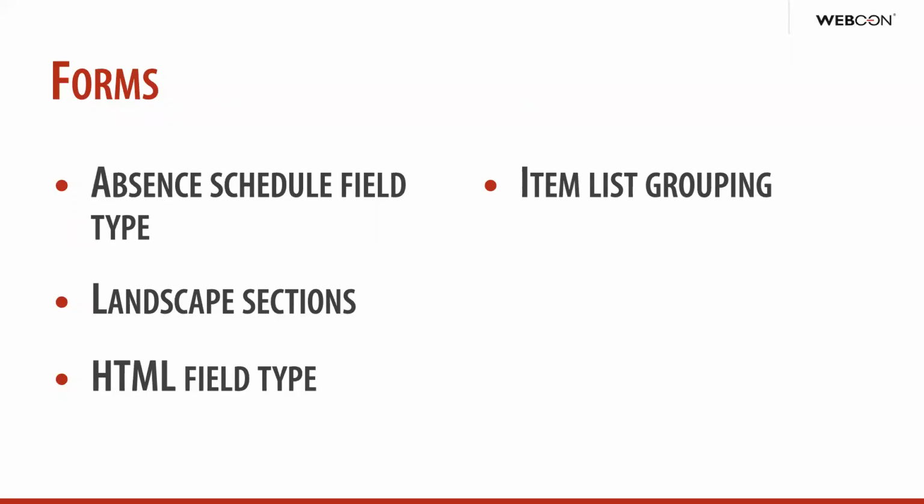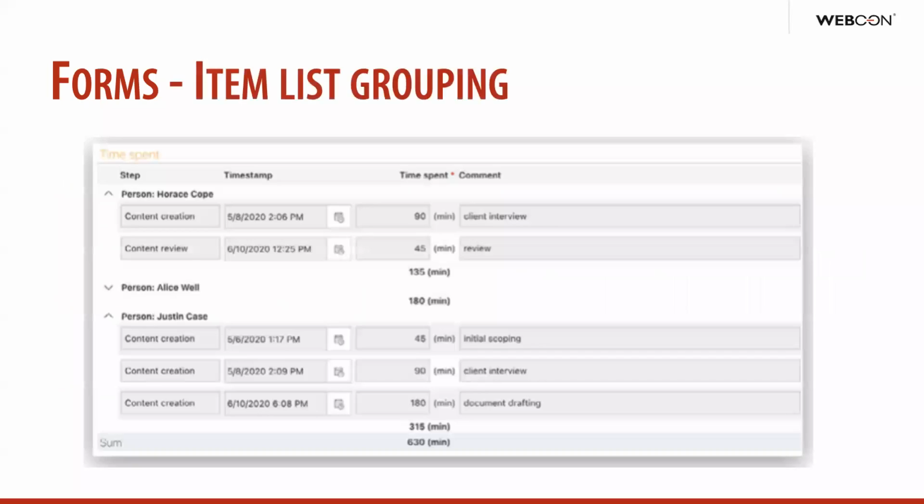Item list grouping. You can now have grouping of items in an item list, and you can change the grouping for each step. Quickest thing to do, we don't have a ton of time left, so I'll just show you a picture of it. So we're grouping on person during this step and then showing the item list items there.